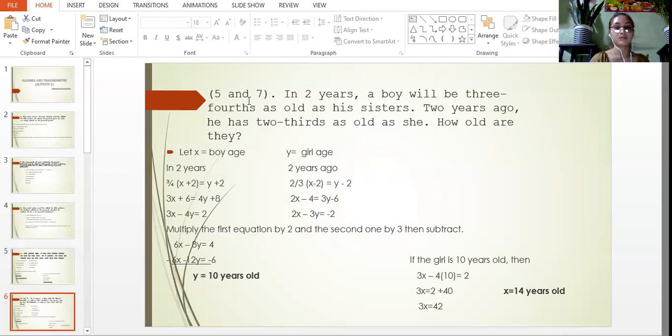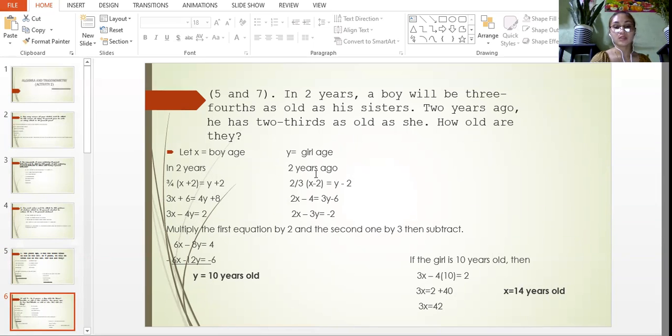Number 7. In 2 years, a boy will be 3/4 as old as his sister. 2 years ago, he was 2/3 as old as she. How old are they? So let x be the boy's age and y the girl's age. In 2 years, 3/4 times the quantity of x plus 2 is equal to y plus 2. So 3x plus 6 is equal to 4y plus 8. Then 3x minus 4y is equal to 2.